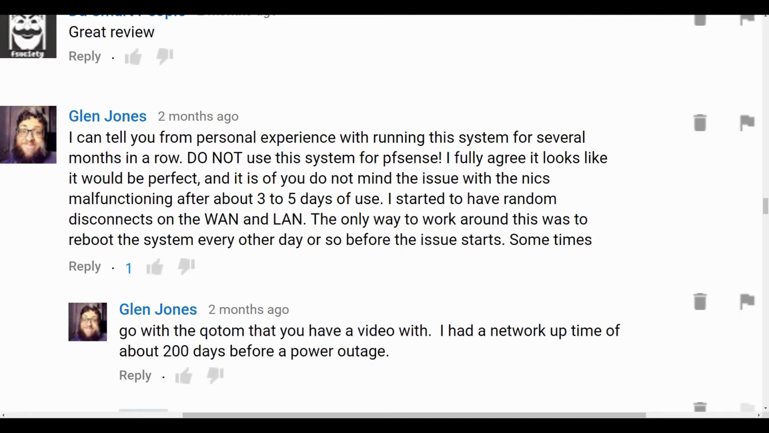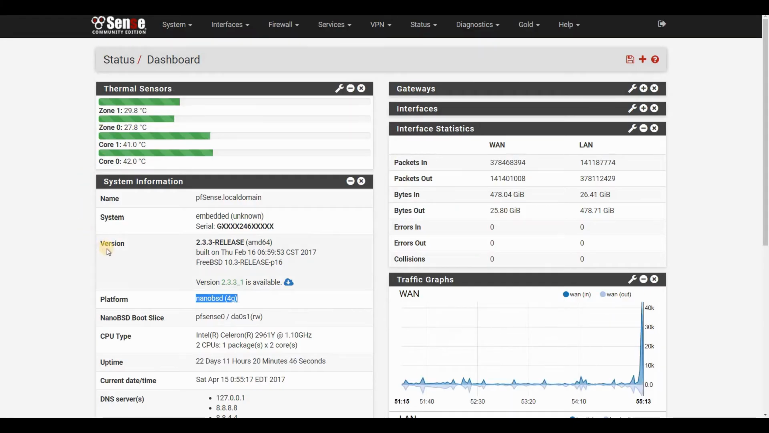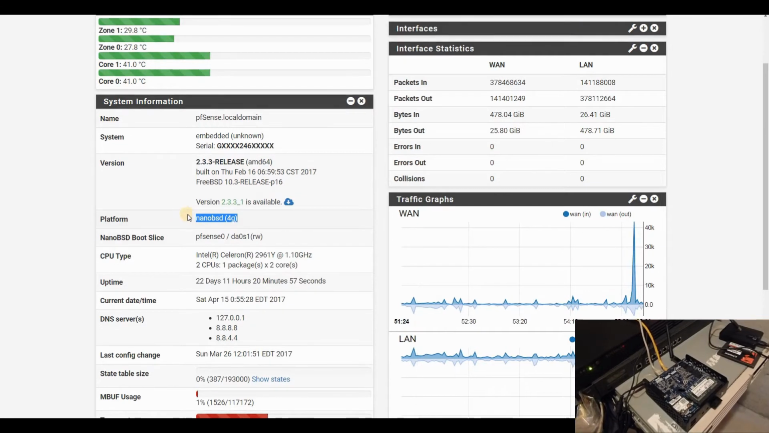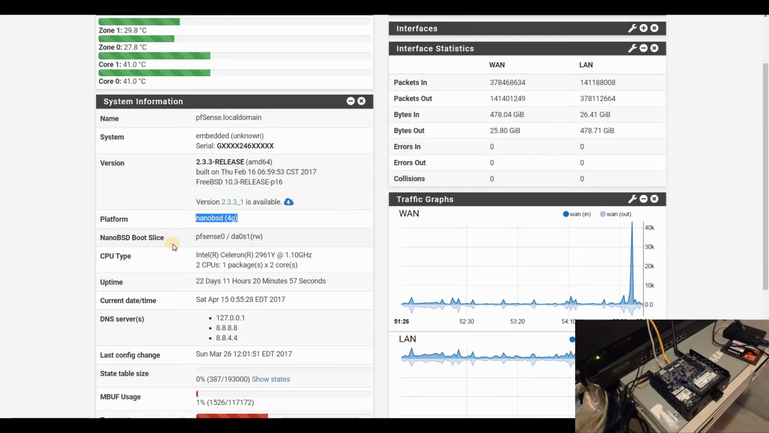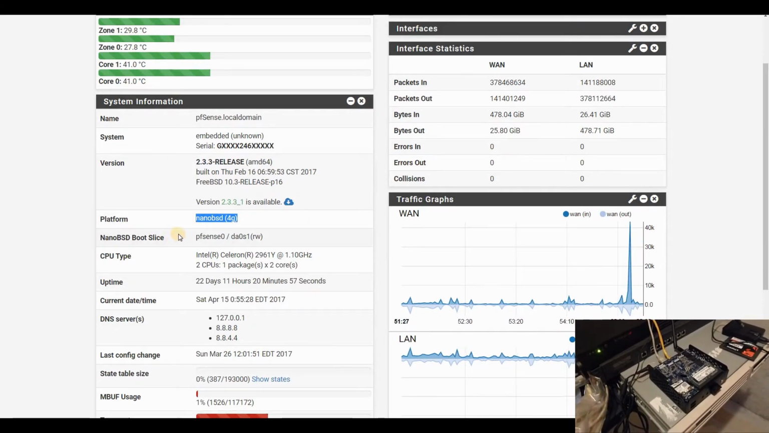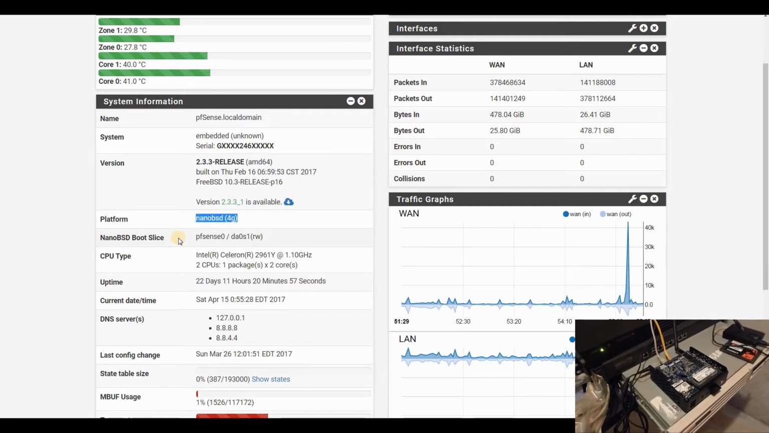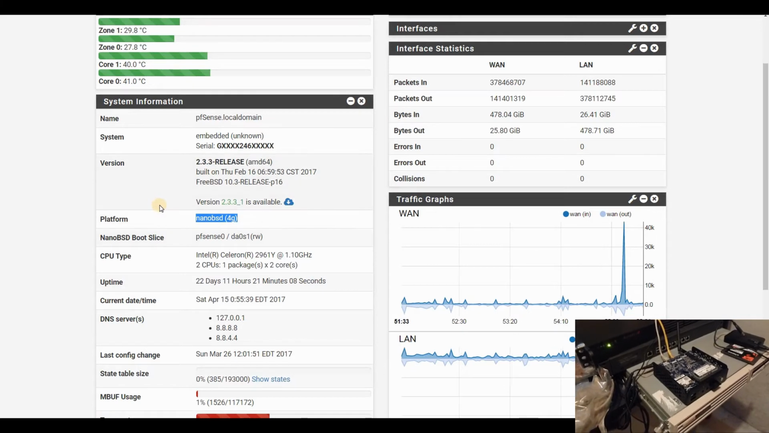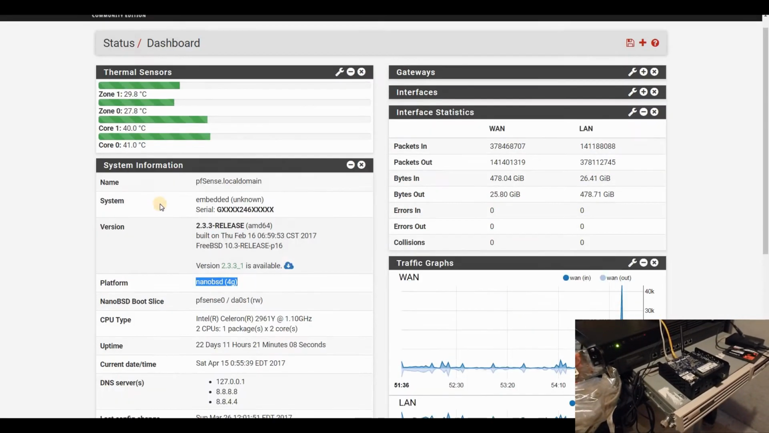So I reinstalled Pfsense on this hardware, but this time I used an SD card instead of the SSD drive, and that also worked. I didn't have any problems, just your standard install if you follow the instructions on the Pfsense website on how to do that.